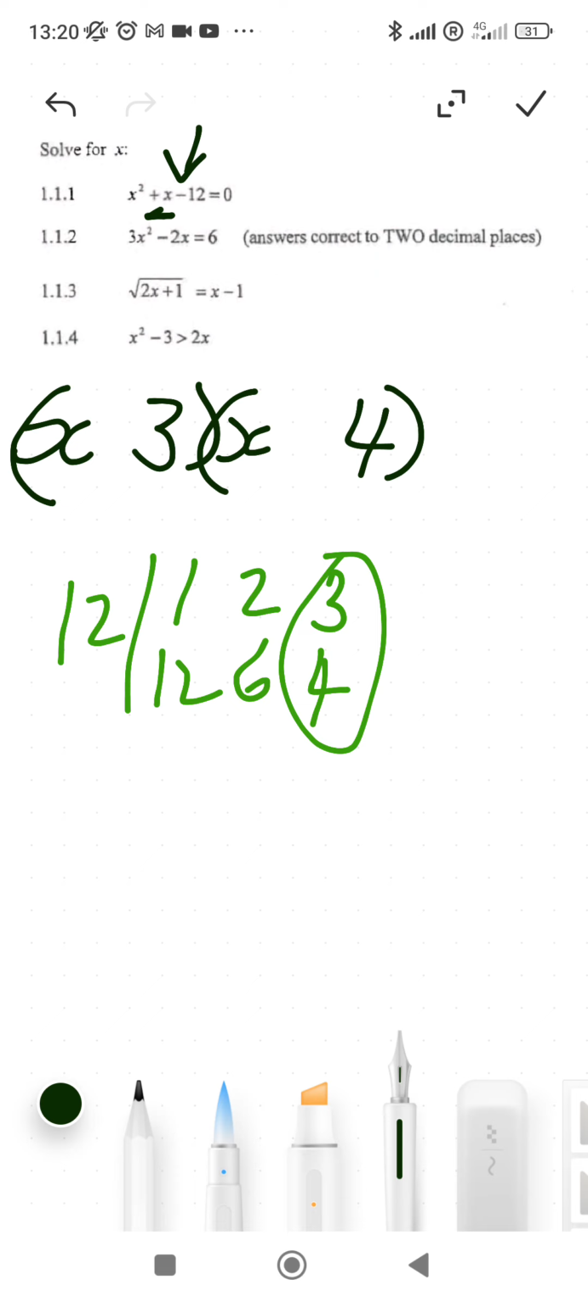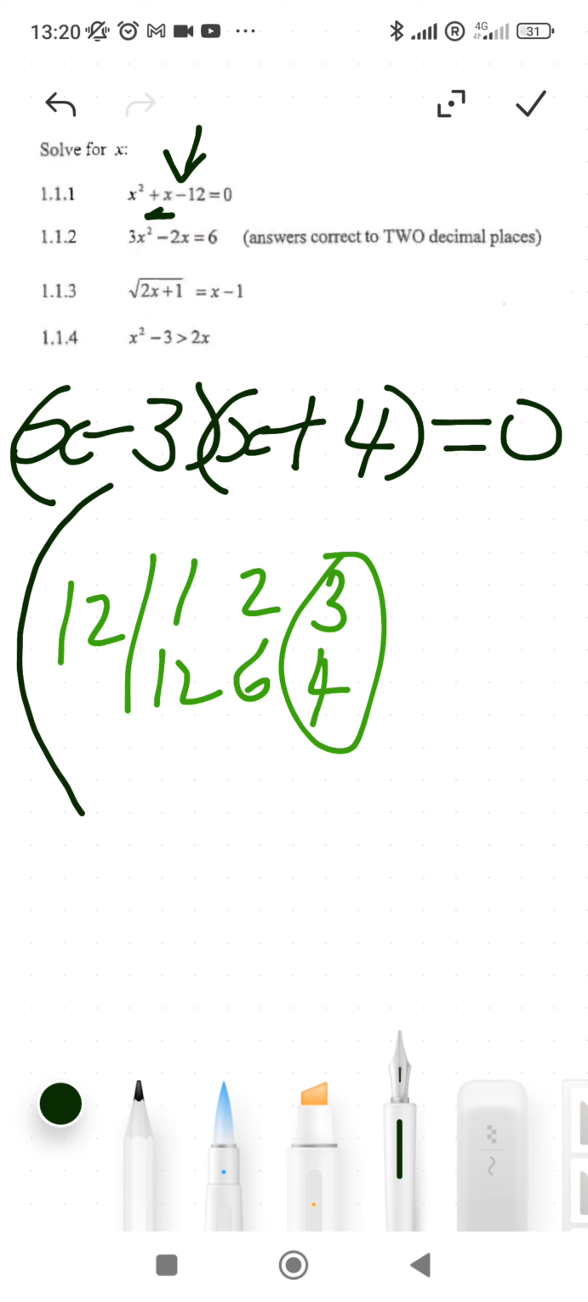We look at our middle term again, and in this case, it is a positive 1. So if we have the 3 and the 4, how will we produce a positive 1? It's going to have to be plus 4 minus 3. And if you have plus 4 minus 3, that gives you your positive 1, which is your middle term. Remember, this is equated to 0. So we'll have to find two solutions.